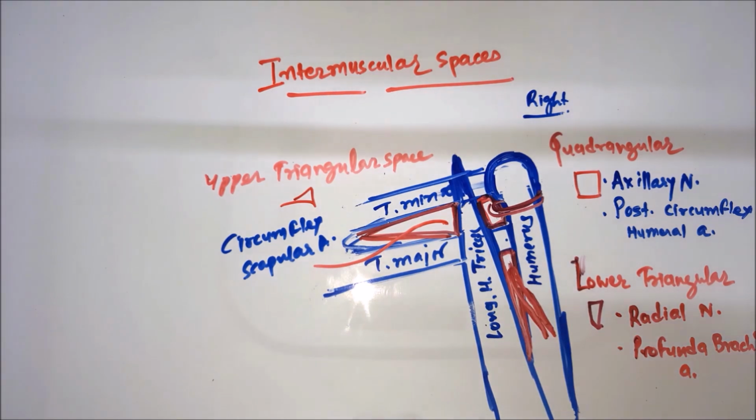So this is a simple topic, and they usually ask it in theory questions. You can simply remember the three spaces: intermuscular spaces, also known as the scapulo-humeral spaces.